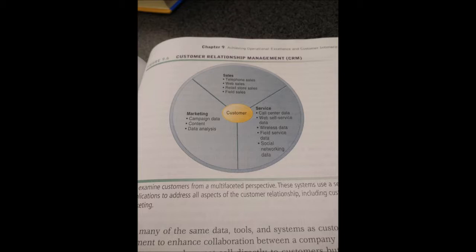For example, with sales, you have to keep in mind who's going to take care of your telephone sales, web sales, retail store sales, and field sales. When it comes to marketing, there's campaign data, content, and data analysis. For service, there's call center data, web self-service data, wireless data, field service data, and social networking data.